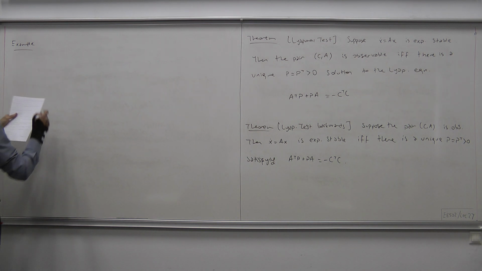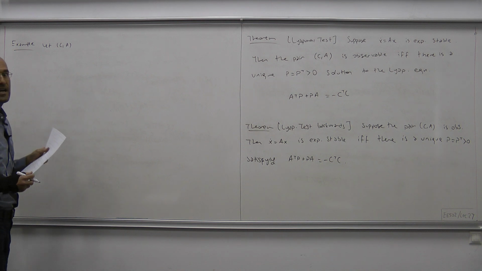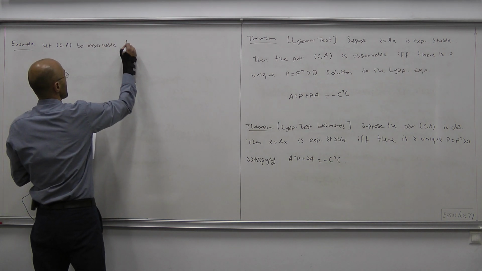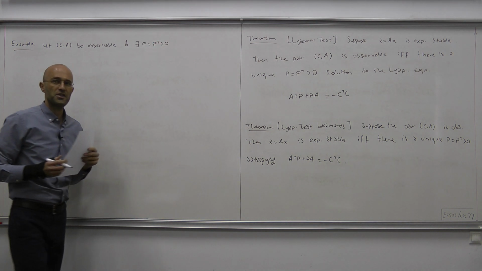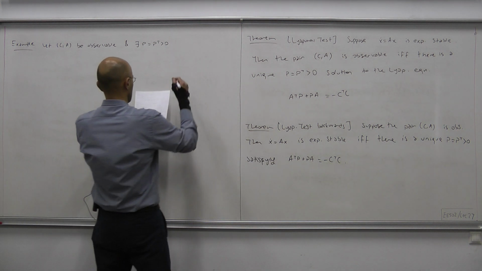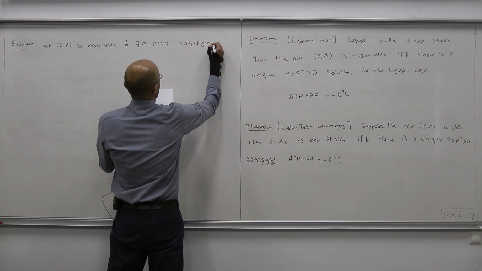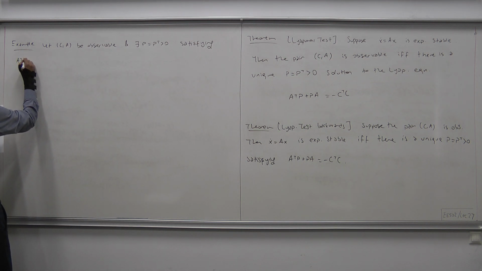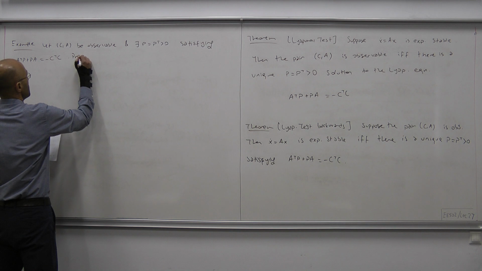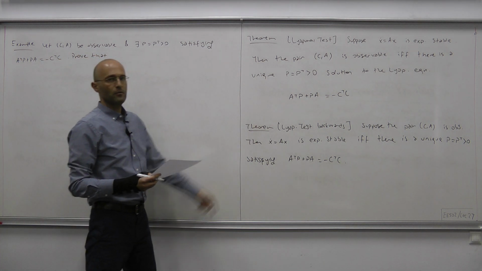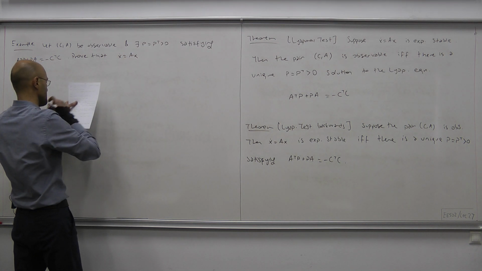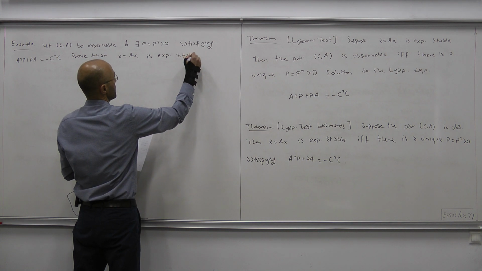Consider the following example. Let the pair CA be observable, and there exists a symmetric positive definite matrix P that solves the Lyapunov equation A transpose P plus PA equals minus C transpose C. Prove that, which is what's being stated in the theorem, x dot equals AX is exponentially stable.